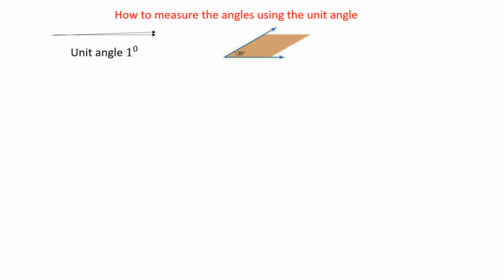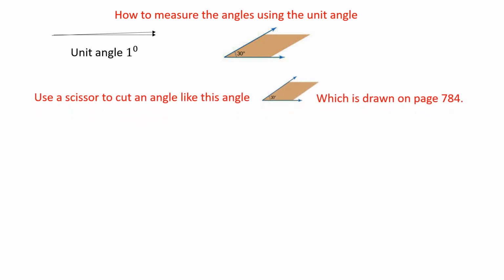Firstly, I want you to get a scissor and cut an angle exactly like this one, which is drawn in the textbook on page number 784. You will find an angle exactly like that one. So get a scissor and a paper and try to cut an angle exactly like this one, because I'm going to use this angle to measure the other angles.